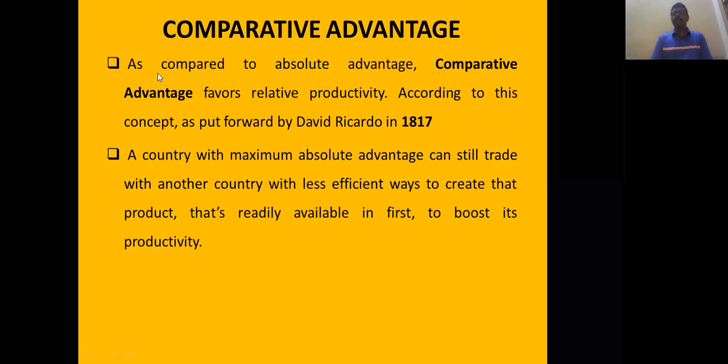Comparative advantage differs from absolute advantage in one way. In comparative advantage, two or more countries are compared together in gaining some advantage. But in the case of absolute advantage, there is no sort of comparison among the countries.